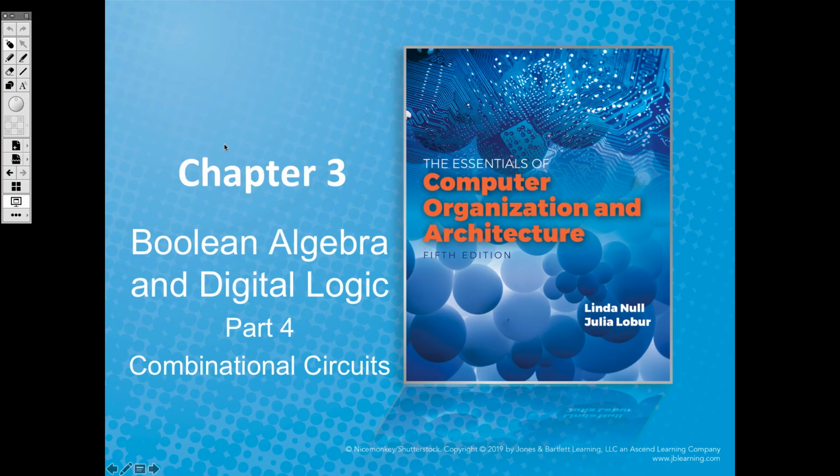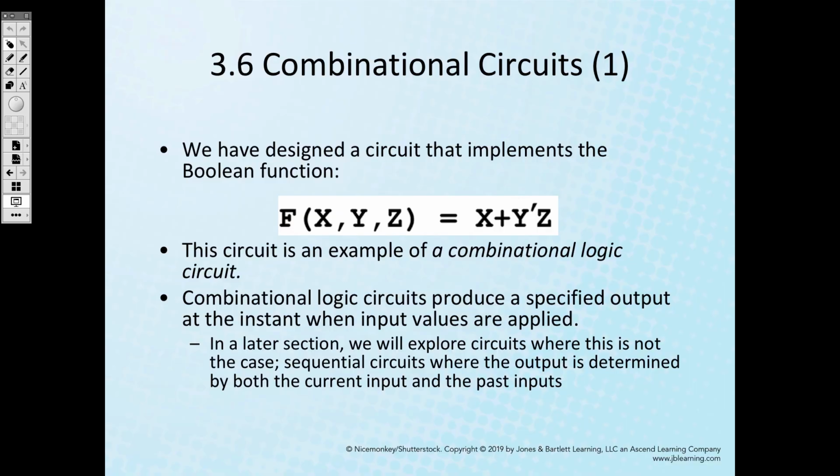Part 4 of chapter 3 is combinational circuits. We have designed a circuit that implements a Boolean function, for example, a function f in terms of x, y, and z. The function is defined this way. So this circuit is an example of a combinational circuit.